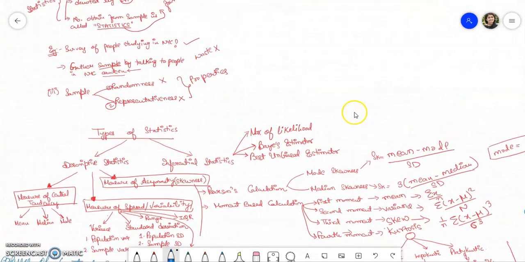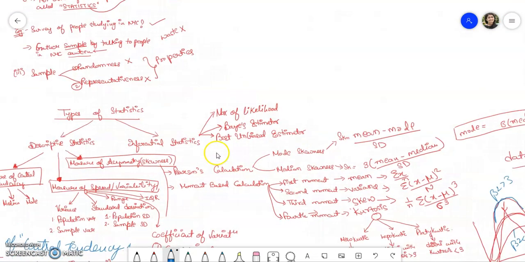So we have something called inferential statistics, where we have concepts called maximum likelihood, Bayes estimator, best unbiased estimator, and there are some other concepts like confidence interval, standard error, p-value, alpha value. Those things I will be discussing in my next video.